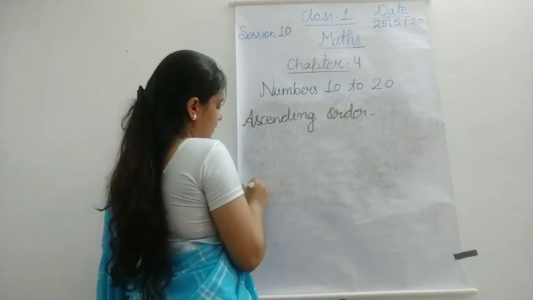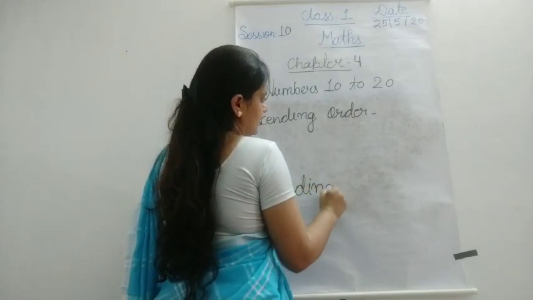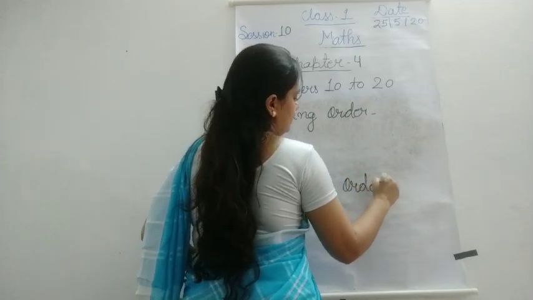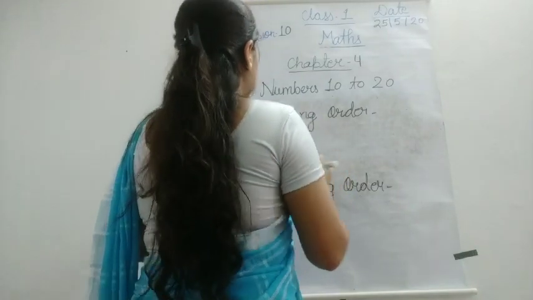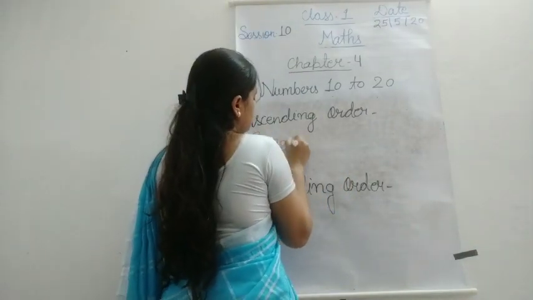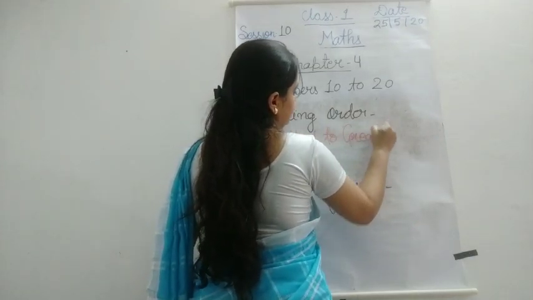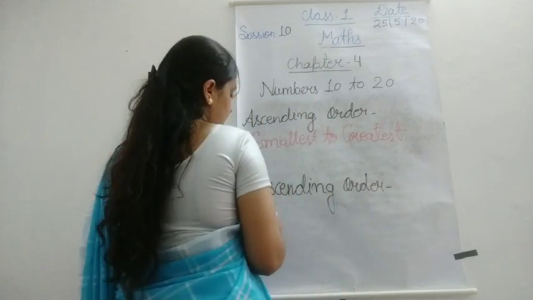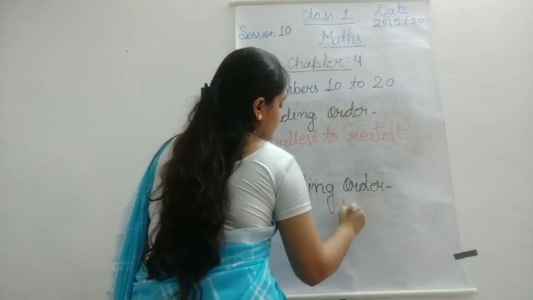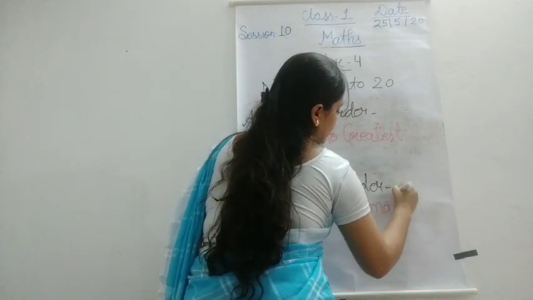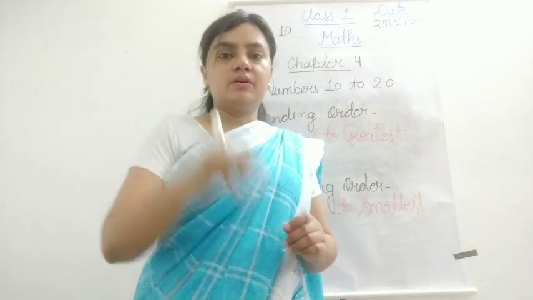Ascending order, and here we are writing descending order. Ascending order means smallest to greatest, and descending means greatest to smallest. You have to learn it. Please, this is your homework.